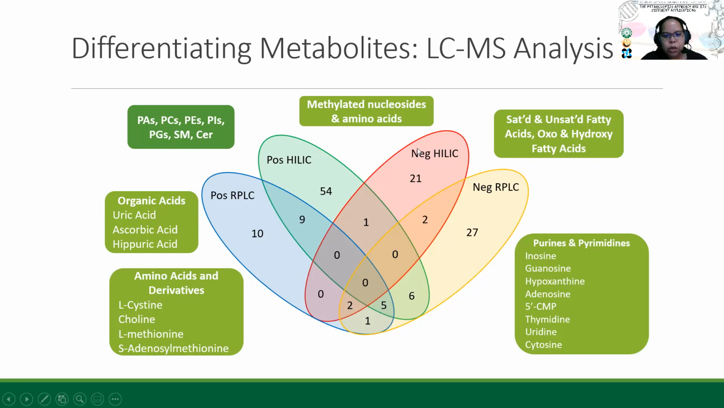So this Venn diagram is just to show that while there are certain compounds that have been identified in one, two, or more different ionization modes, there is actually a greater diversity in those that are identified in separate techniques. So this is just to highlight the need to make use of complementary analytical platforms in order to increase the coverage of your metabolome.